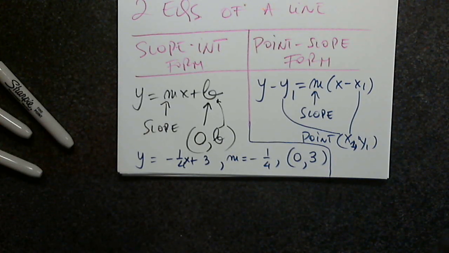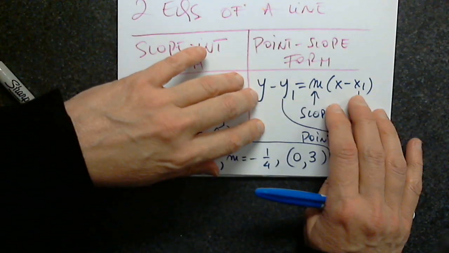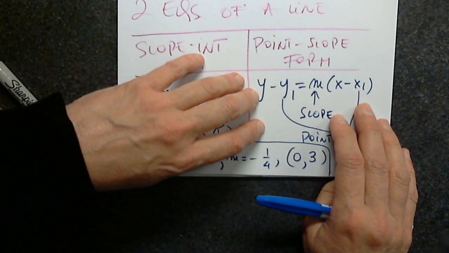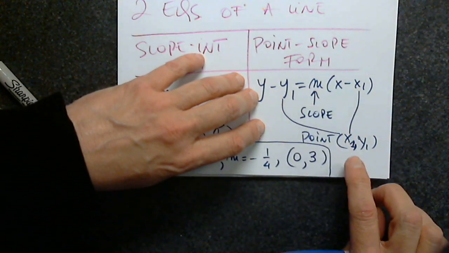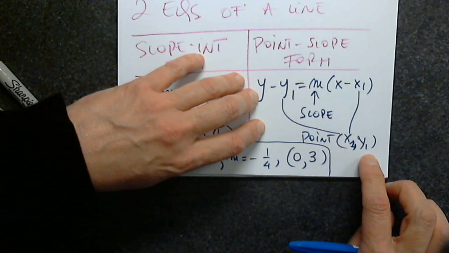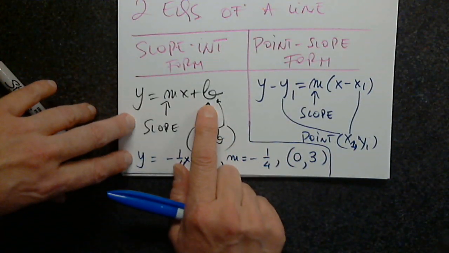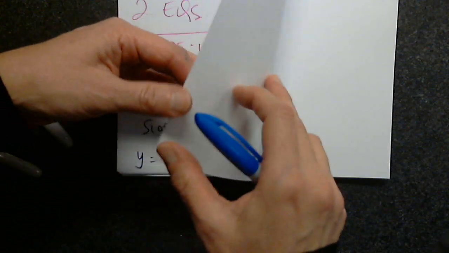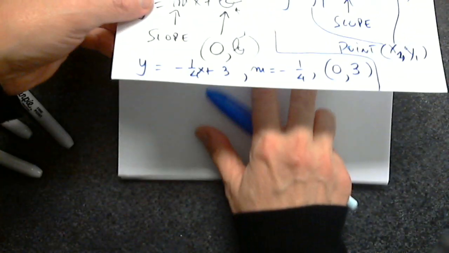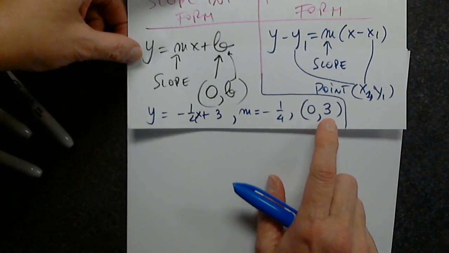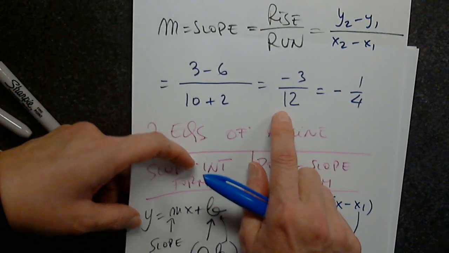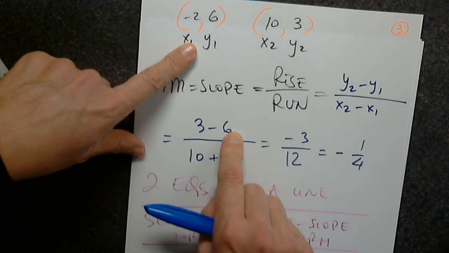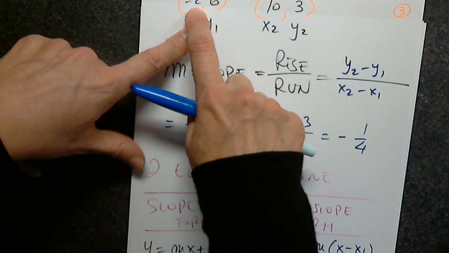Yes? So I can use this one for any point you give me, including 0 comma 3, but I will have more work to do. The best thing to do is when you have anything but 0 comma. When you have 0 comma, you should use this. It doesn't really matter. So you thought 3 was... You mean here? y2 minus y1, 3 minus 6. x2 minus negative 2.